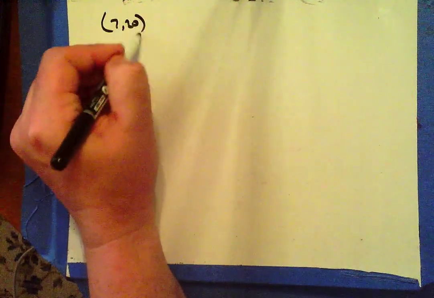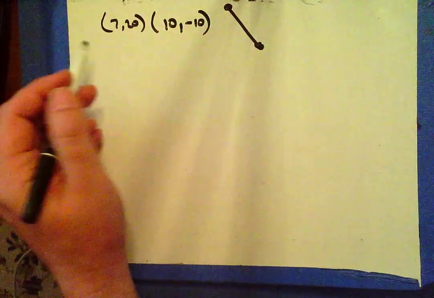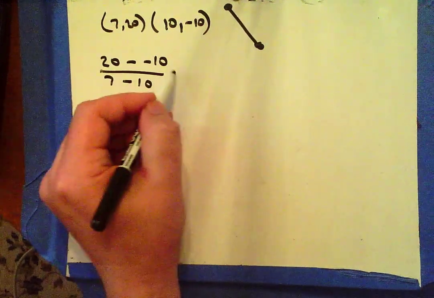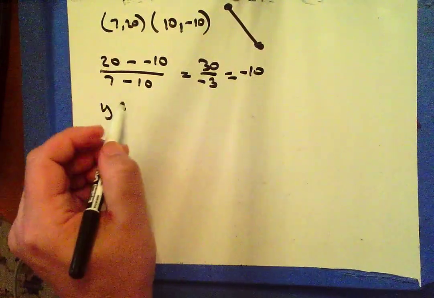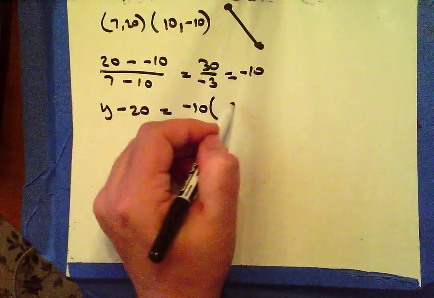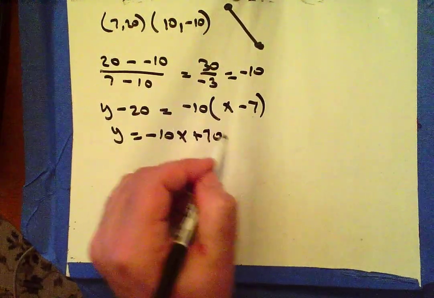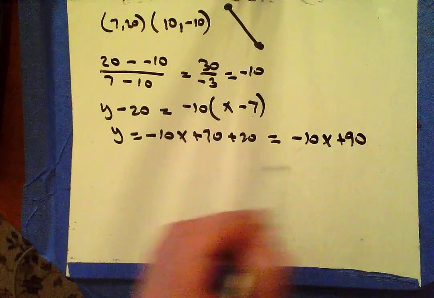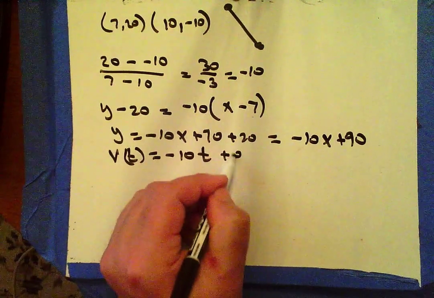Well, in order to write velocity, and they've given me a graph of velocity, I've got these two ordered pairs, 10, negative 10, and I see that it's a linear function in between them. So I have to write the equation of the line. I'm going to have 20 minus negative 10 over 7 minus 10, which is 30 over negative 3 or negative 10. And then y minus 20 equals negative 10, x minus 7. So y equals negative 10x plus 70 plus 20, or negative 10x plus 90. They wanted velocity as a function of time, so v of t equals negative 10t plus 90.